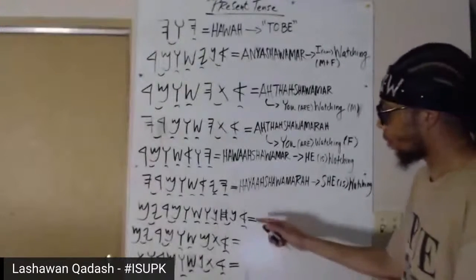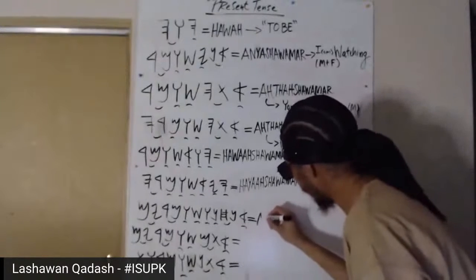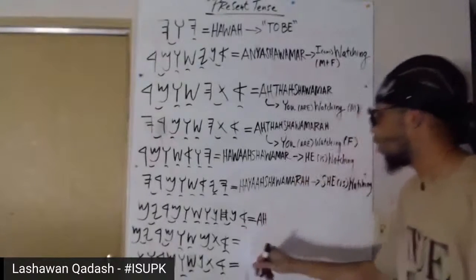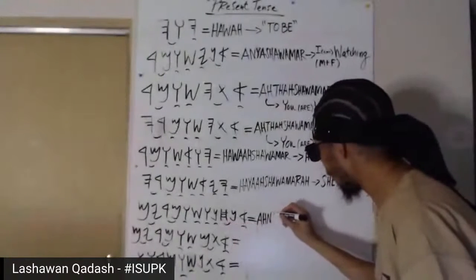All right, this one's going to be a little long. You have the na and the ka. So that's going to give you knock.